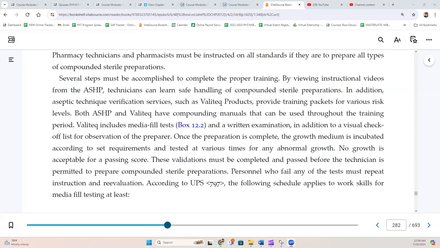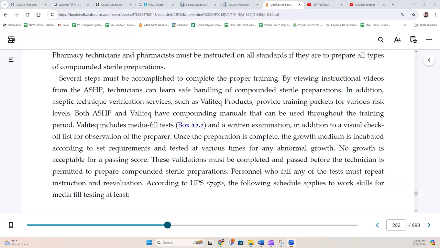Veltec includes media field tests and a written examination, in addition to a visual checkoff list for observation of the preparer. Once the preparation is complete, the growth medium is incubated according to set requirements and tested at various times for any abnormal growth. No growth is acceptable for a passing score. These validations must be completed and passed before the technician is permitted to prepare compounded sterile preparations. Personnel who fail any of the tests must repeat instruction and reevaluation.